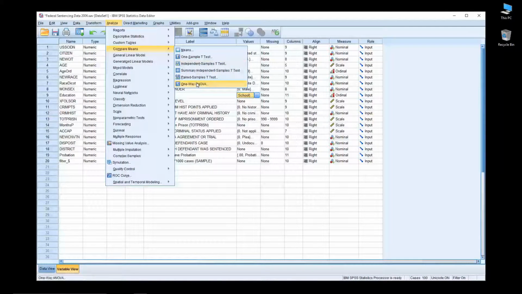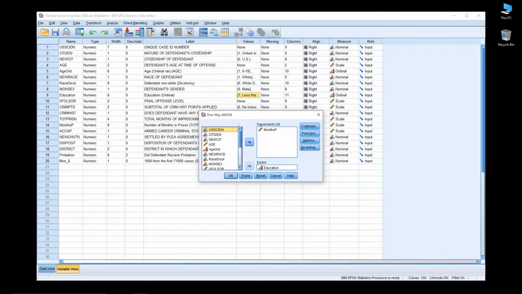We don't want to run an individual t-test for less than high school and high school graduate, and less than high school and some college, and less than high school and completed college, and then we don't want to run all of those individual tests. We want to do it all at one time. So we're going to use the One-Way ANOVA test. And this is once again going to allow us to do the comparison between these groups.